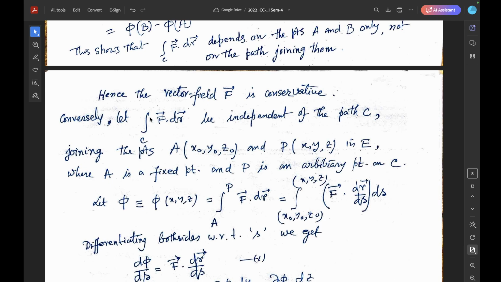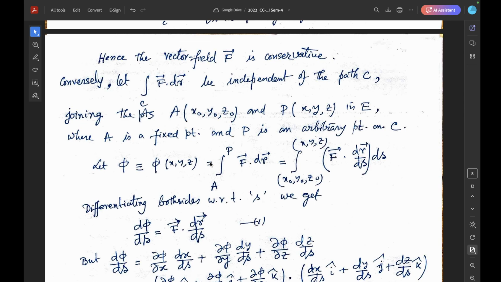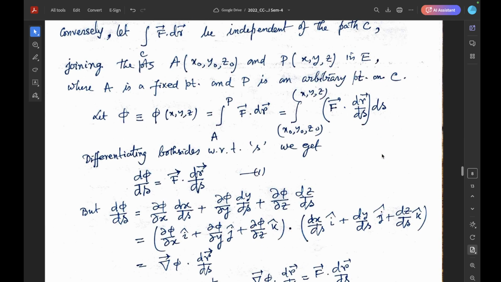Conversely, let the line integral over C of F vector dot dr vector be independent of the path C joining the fixed point A, x0, y0, z0, and P, x, y, z, an arbitrary point on C in E. Let phi(x, y, z) equal the integral from A to P of F vector dot dr vector, which is the integral from (x0, y0, z0) to (x, y, z) of F vector dot d/ds of r vector ds, with arc length ds. Differentiating both sides with respect to s, we get d/ds of phi equals F vector dot d/ds of r vector.